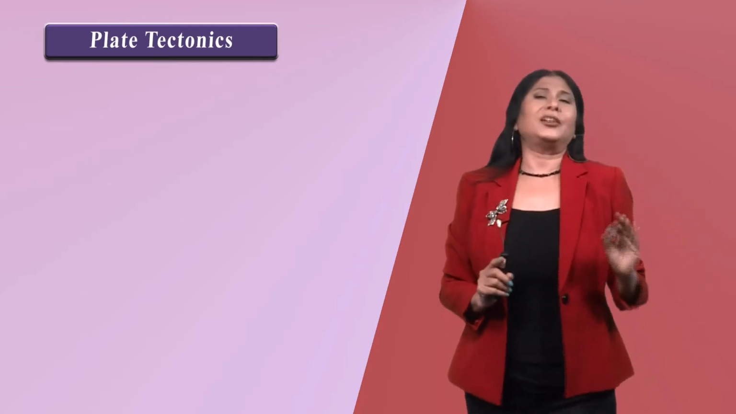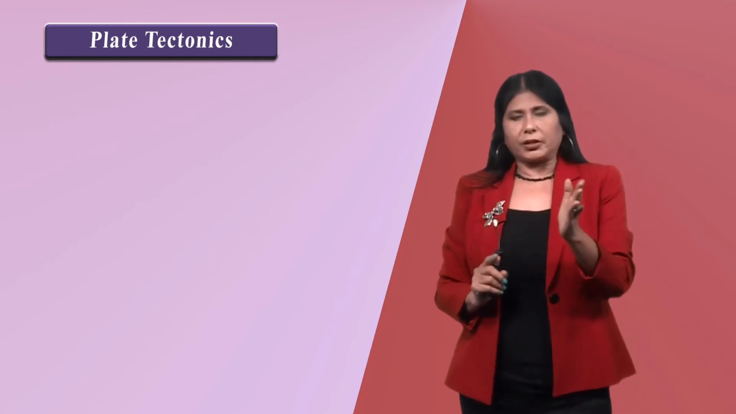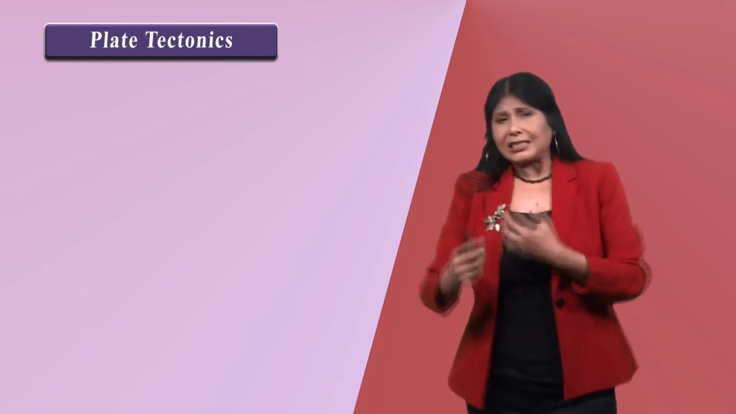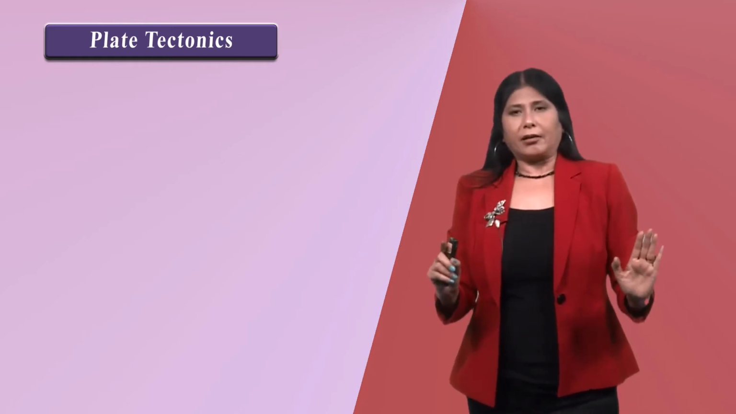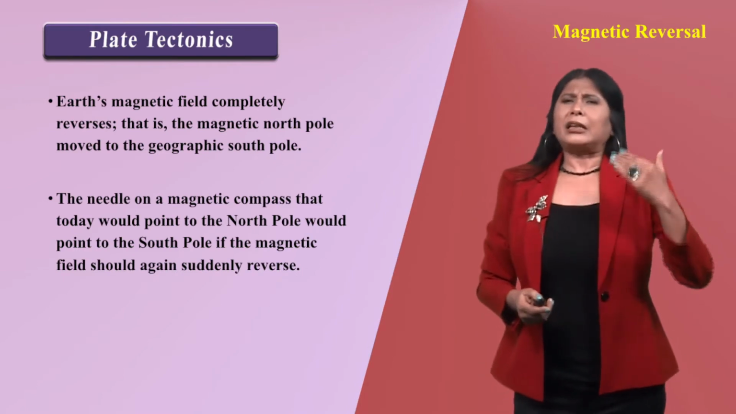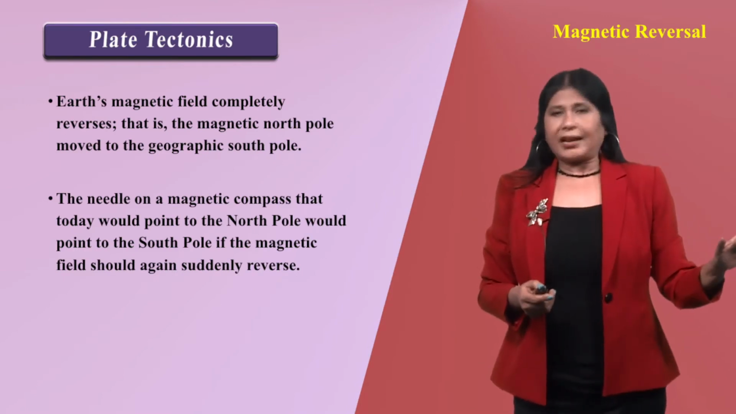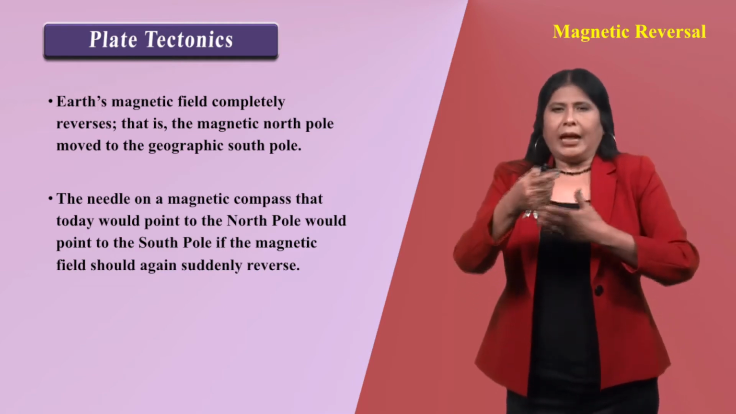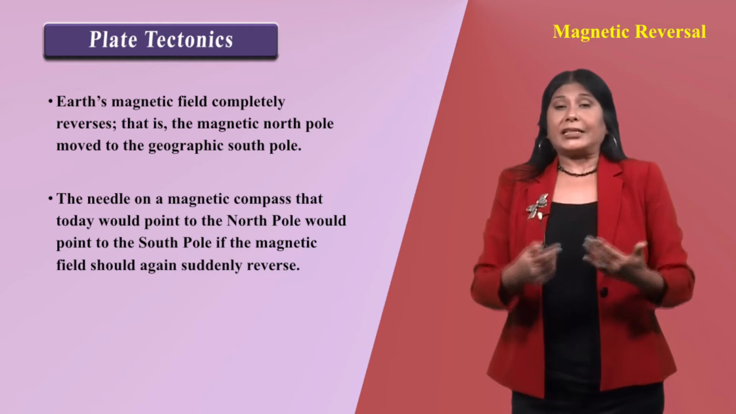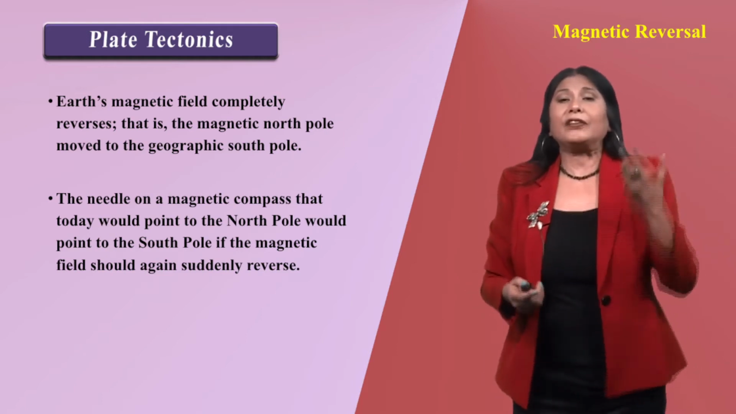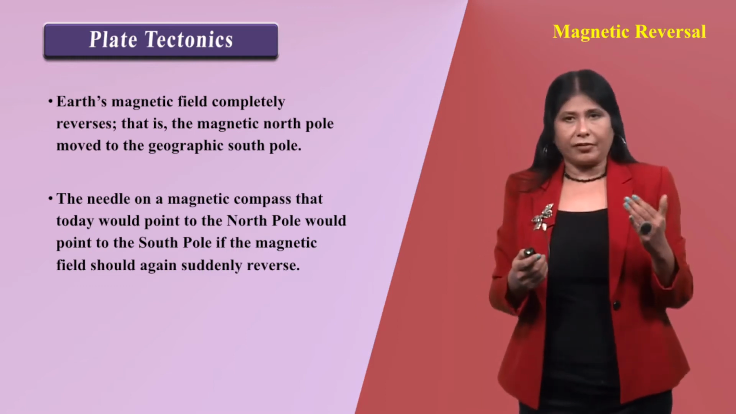But over the continent, because of erosion, the data is not recorded for a very long period of time. But on the ocean floor, because there is less disturbance, the records are preserved for a longer period of time. The Earth's magnetic field completely reverses, that is, the magnetic north pole moves to the geographic south pole. The needle on the magnetic compass that today would point to the north pole would point to the south pole if the magnetic field should again suddenly reverse.